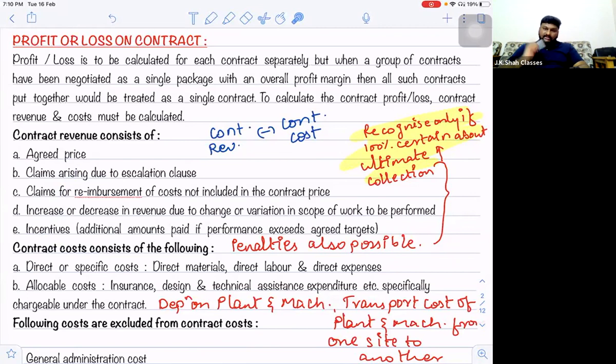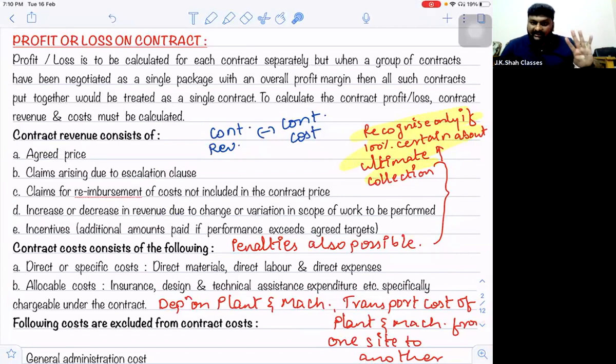But sir, please understand one important point. Point number A can be recorded, because it is written in the agreement. But points B, C, D, and E can be recorded as your revenues only if you are 100% certain about their ultimate collection. If you are 100% certain about the ultimate collection, then only you can recognize the revenue in the books of accounts with respect to points B, C, D, and E. That is escalation claims, reimbursement of cost, increase or decrease due to variation in work, and incentives.